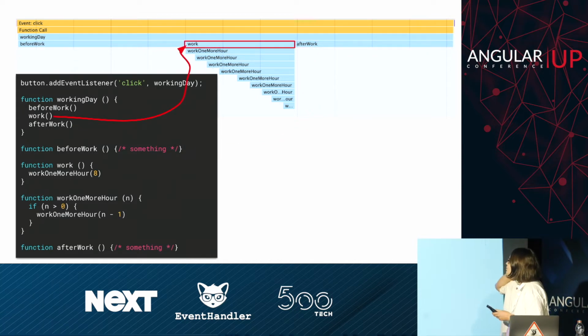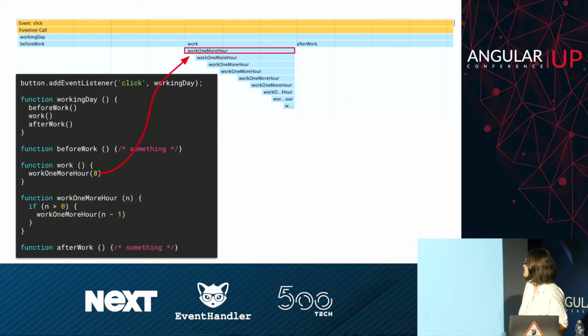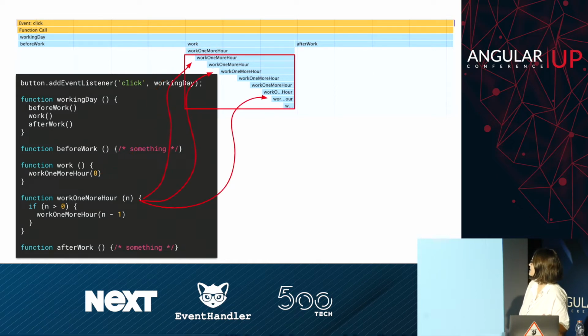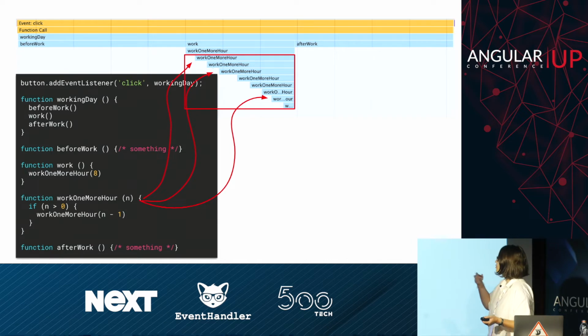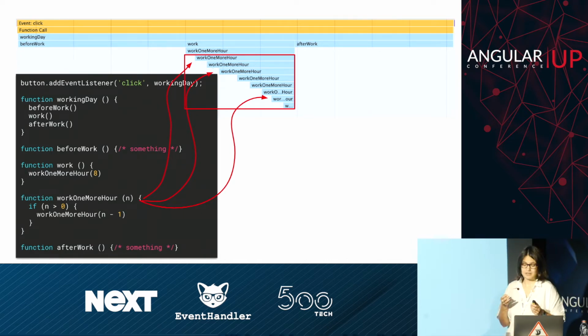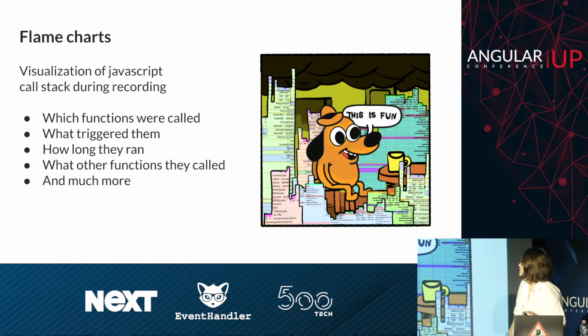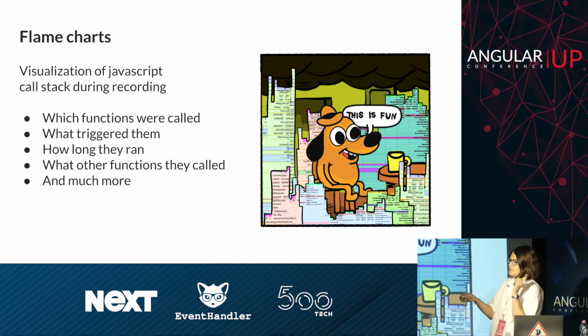Then we see 1 method and 7 times more going downstairs. In fact, what we see here is a call stack of our app, what was called, in which order, what invoked what. And that's, in fact, a flame chart. This is a thing that visualizes your call stack during the recording that you made. It shows which functions were called, what triggered them, how long they ran, what other functions they called, and much, much more. We don't have time to cover it all. And as the image says, this is fun.